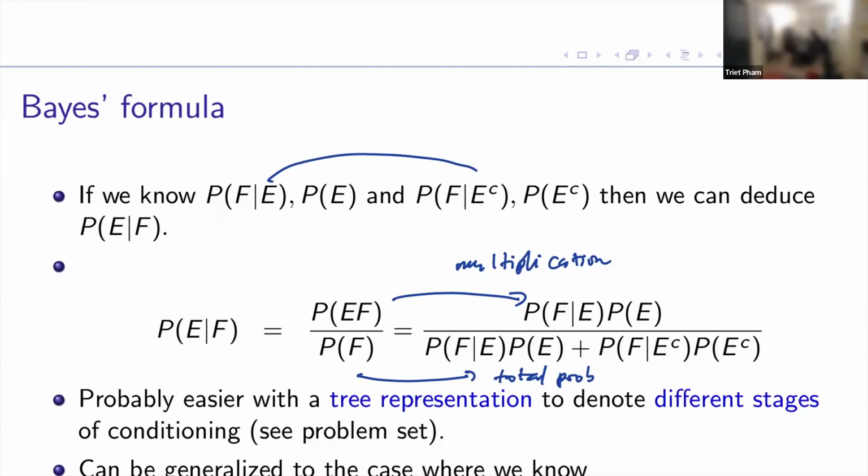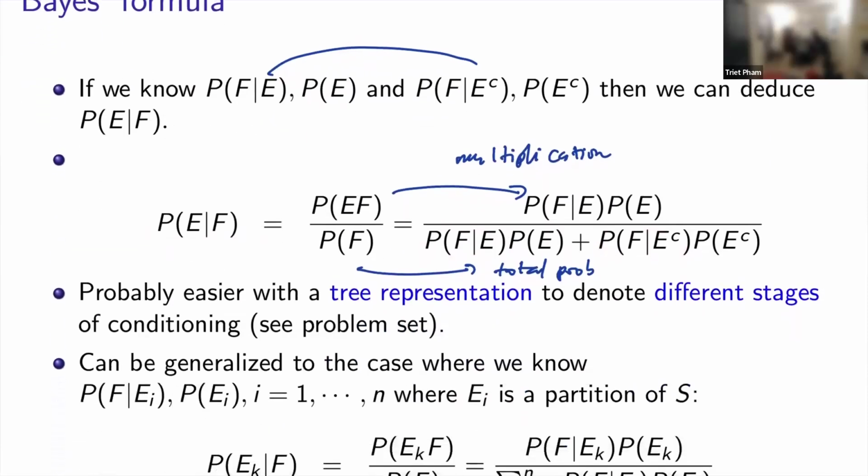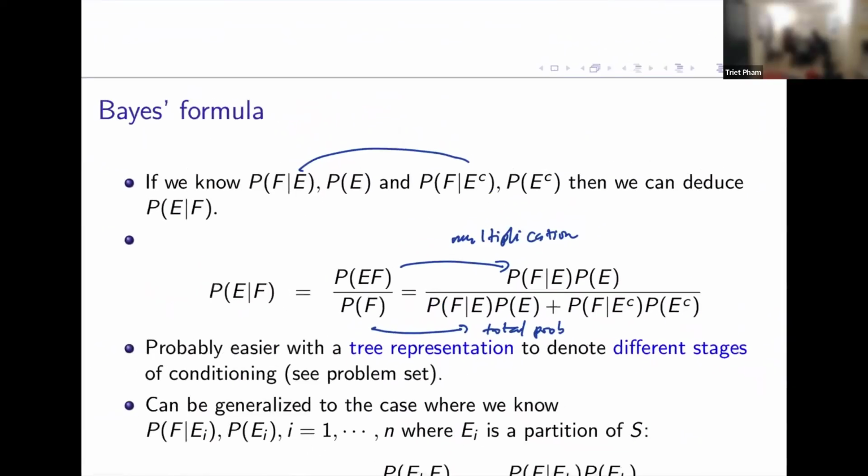Here, Bayes' formula, at the heart of it, seems to basically switch the order of conditioning. You have F given E, and then you want to reverse the conditioning to E given F. Of course, it's not just F given E that you need, you need F given E and F given E complement to reverse the order of conditioning.